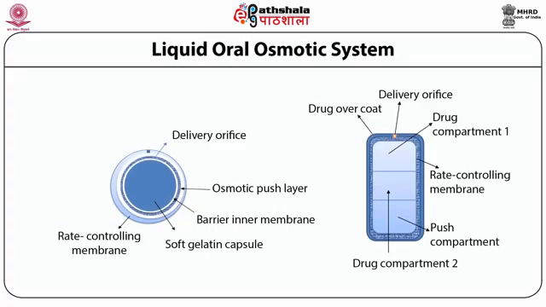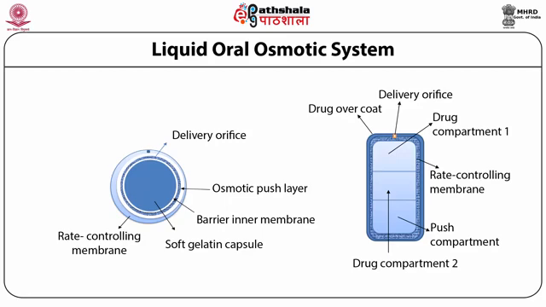Here you can see two structures of such designs and their components. One is an egg-like structure and the other is more or less like a square-shaped tablet structure. Basically these designs are used in the form of capsules. The egg-like structure consists of a delivery orifice, and then a rate controlling membrane, which is a semi-permeable membrane. The core is the liquid drug formulation, so the drug is dissolved in the liquid, and adjacent to the core is the osmotic push layer, and then there is a barrier inner membrane.